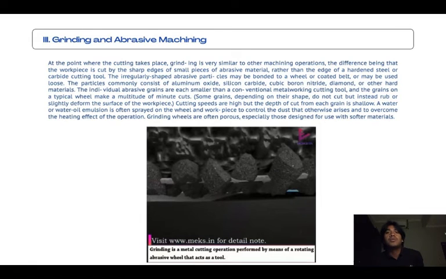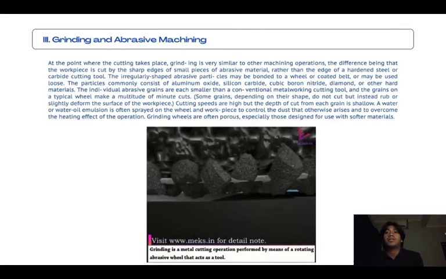Okay, now we're heading to the last topic of the video, which is grinding and abrasive machining. Grinding and abrasive machining is at the point where the cutting takes place. Grinding is very similar to other machining operations, the difference being that the workpiece is cut by the sharp edge of a small piece of abrasive material rather than the edge of a hardened steel or carbide cutting tool.